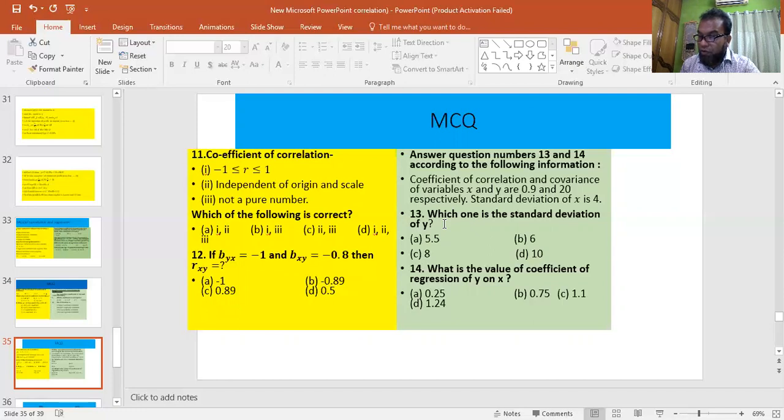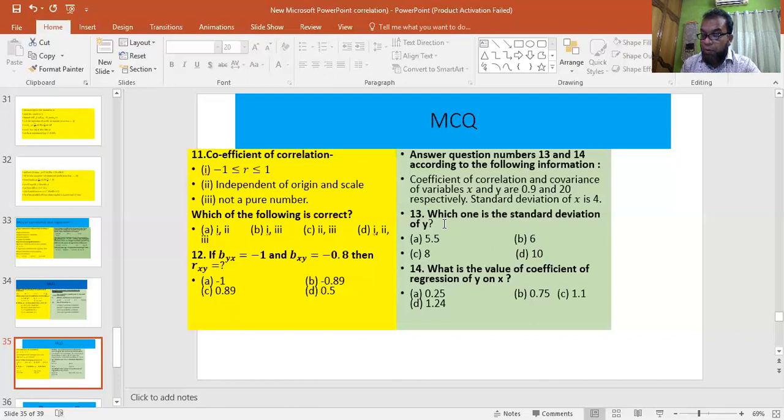Covariance xy equals r sigma x into sigma y. Here covariance xy is given, r is given, sigma x is given. You have to find out sigma y. Two formulas are needed to solve this. Mind it, one is covariance xy equals r sigma x sigma y. Since covariance xy, r and sigma x are given, we can get sigma y.